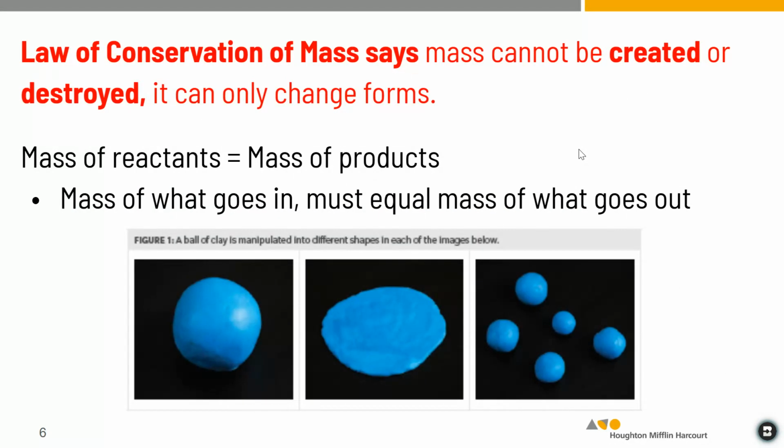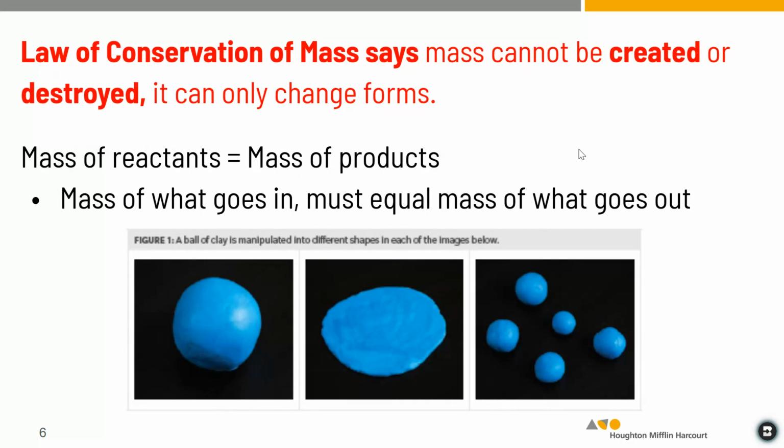When we talk about mass, one of the most important laws of science is the law of conservation of mass. And that says that mass cannot be created or destroyed, it only changes forms. And so, what that looks like in a reaction is the mass of the reactants equals the mass of the products. And in simpler terms, whatever goes in must equal what comes out.